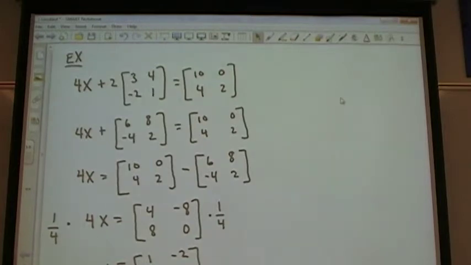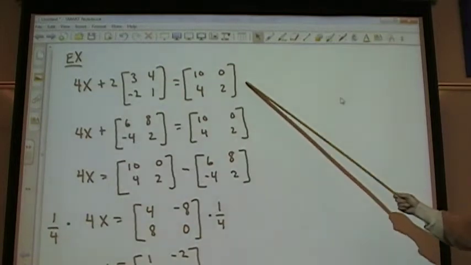Solve this matrix equation. That's 4X, capital letters are representing matrices. So we are trying to solve for matrix X. So 4X plus 2, 2 is your scalar, times 3, 4, negative 2, 1, equals 10, 0, 4, 2. So here's my original problem.